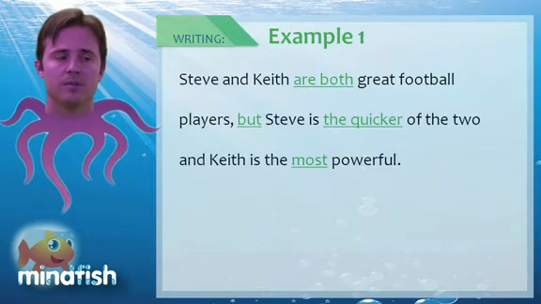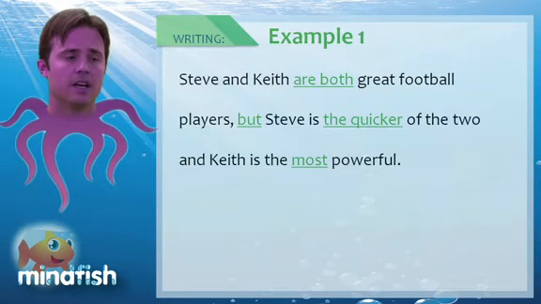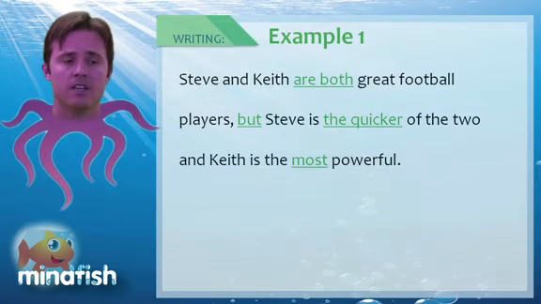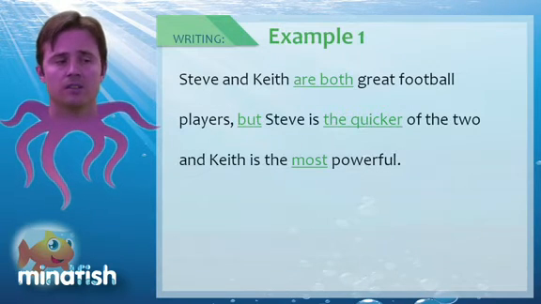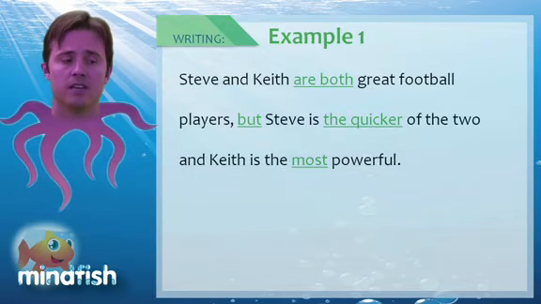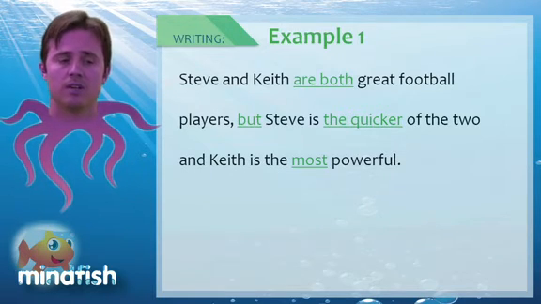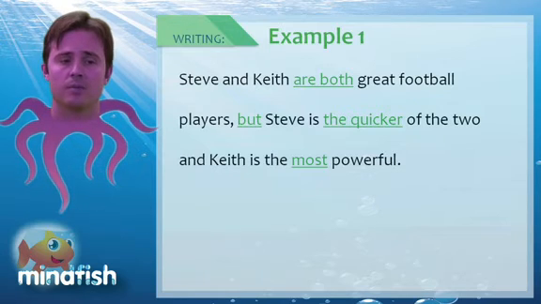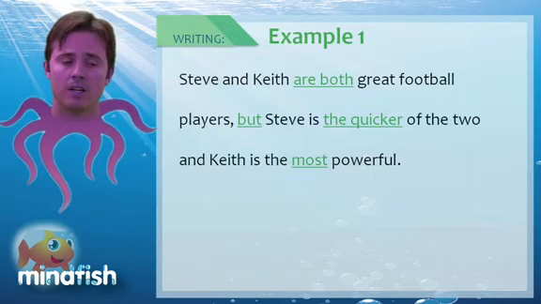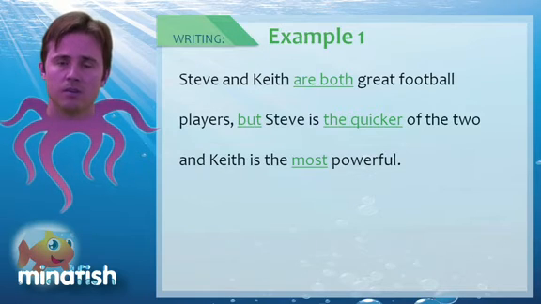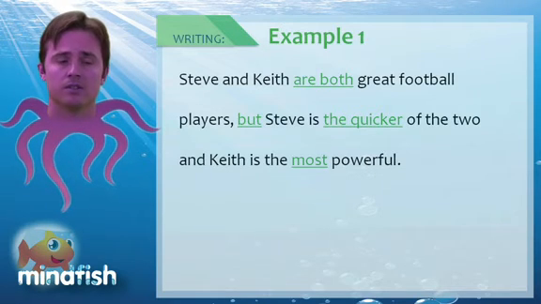So let's look at 2 examples. This is an error ID example, so we're trying to determine which of the underlined portions is incorrect. Steve and Keith are both great football players. R is correct because it's Steve and Keith. But Steve is the quicker of the 2, and Keith is the most powerful. Now, let's look at the quicker. The ER ending is correct here because we're comparing 2 people, so that's fine. But the word most should be more because, again, when we're comparing 2 things, we use more and not most.